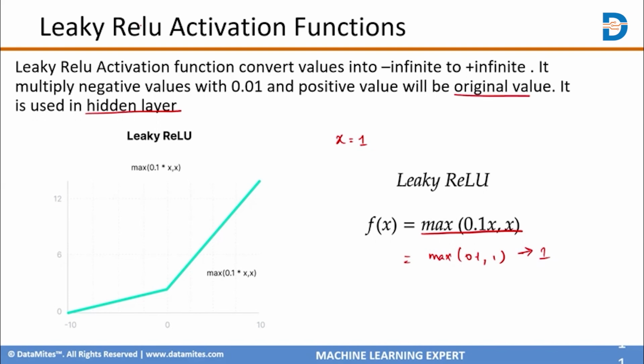So positive values will be the original values. Now consider the value of x as negative 1. So maximum of negative 0.1, negative 1. On our number line, negative 1, here we'll have the value 0. When we apply the maximum function to negative 0.1 and negative 1, which will be the maximum value? Negative 0.1, right? So without completely ignoring all the negative data, we provide some importance to our negative data with the help of leaky ReLU.